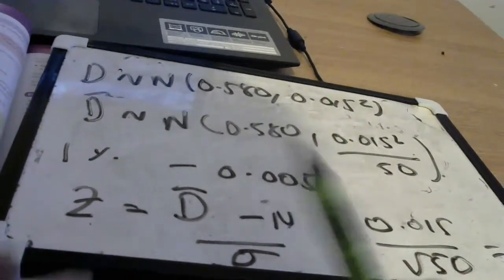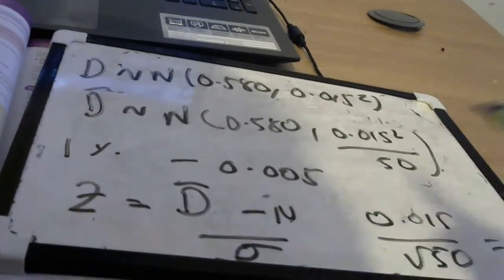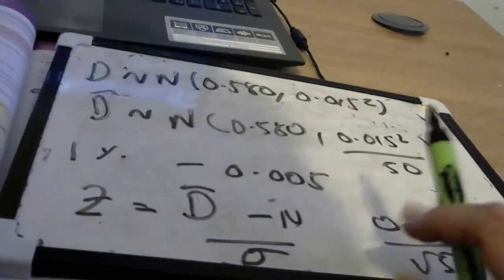So here we have D bar, which is our distribution. We want to find out for 0.005 from the table. Does anyone know what that is? Okay, no worries. I think I've gone a bit too fast with that, so I better do some explaining.